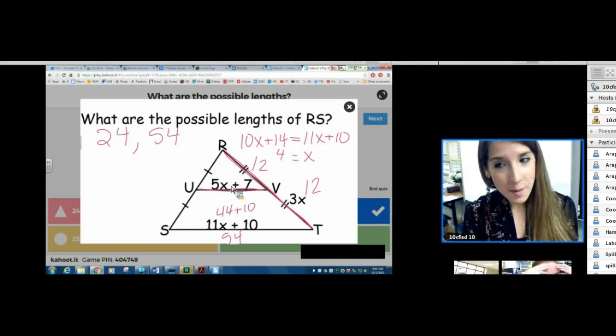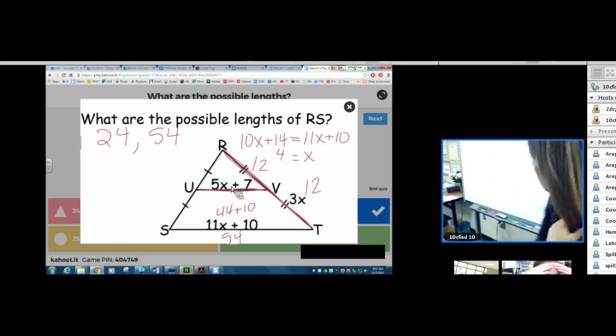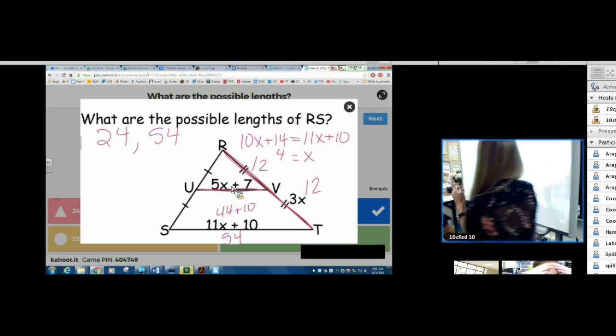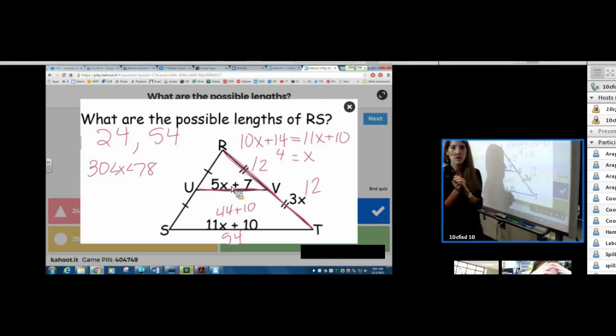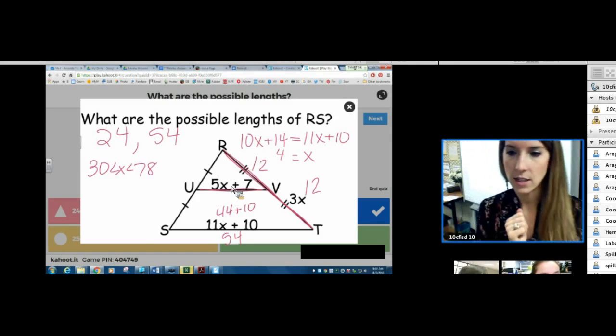What are the possible lengths of the third side? So I tied a lot of different things into one problem. What do you do? You add them together and you subtract them. When you subtract them, you get 30. That's your min. When you add them together, you get 78. So x is greater than 30 and less than 78.